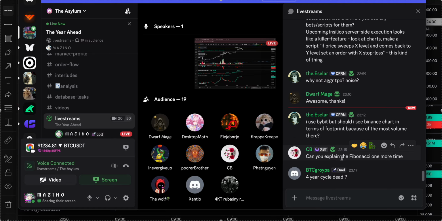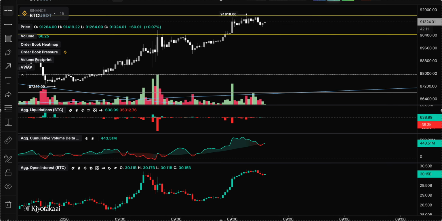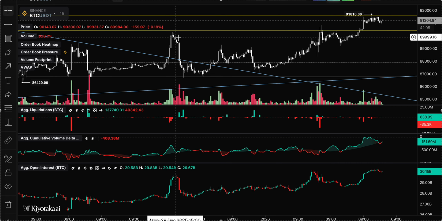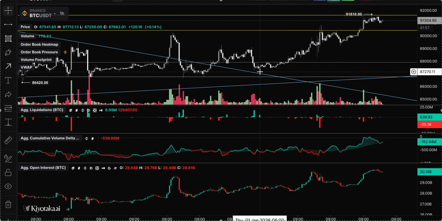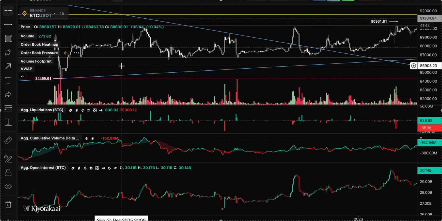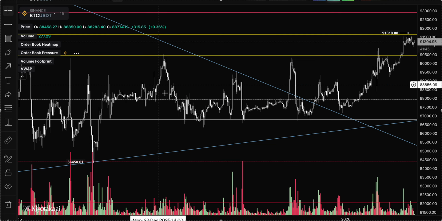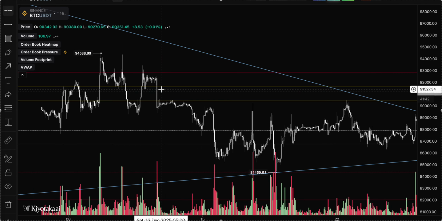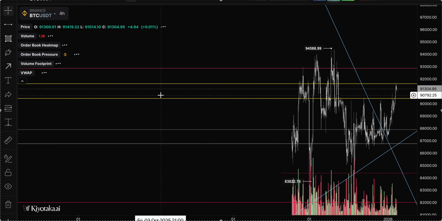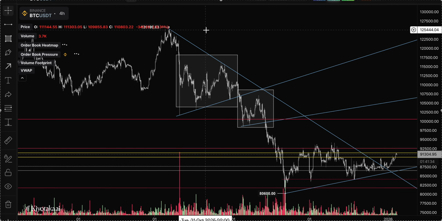Can you explain the Fibonacci one more time? It's like a 1 minute explanation of the Fibonacci. You take a swing high and a swing low. This is another swing high and another swing low. Here I don't see any swing high and swing low. You can play this game everywhere. Let's do 4 hour, it's easier. Swing high. Okay, this is very easy.